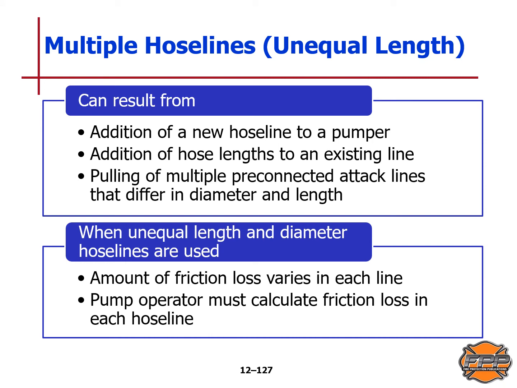Multiple hose lines of unequal length can result from the addition of a new hose line to a pumper, the addition of hose lengths to an existing line, or the pulling of multiple pre-connected attack lines that differ in diameter and length. When unequal length and diameter hose lines are used, the amount of friction loss varies in each line, and the pump operator must calculate the friction loss in each hose line.